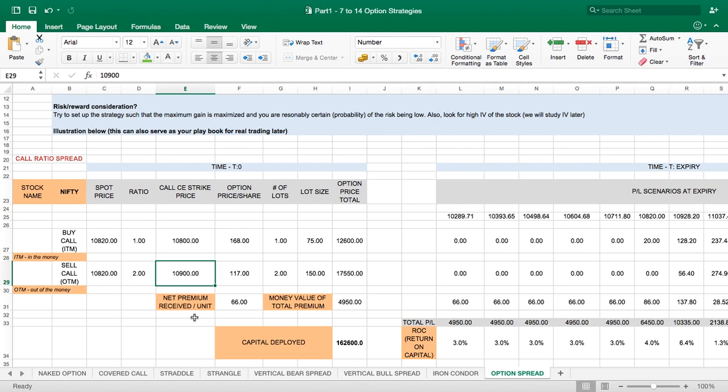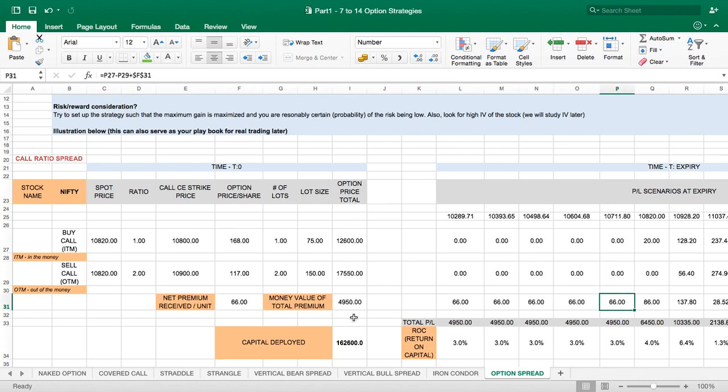Since we are selling two of these options, we are collecting 117 bucks premium on each. We collect a cumulative premium of 234 less 168, so we get a positive spread, a net credit of 66 bucks on this, which in money terms translates to 49.50.